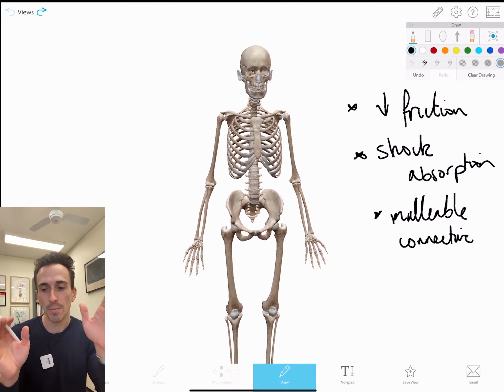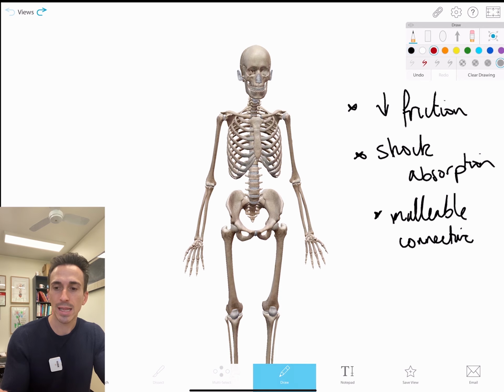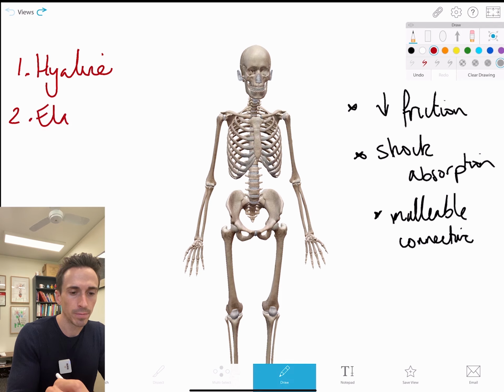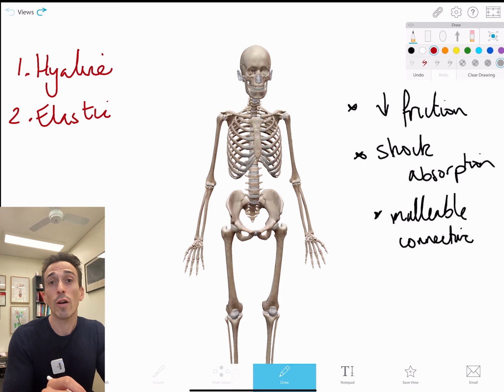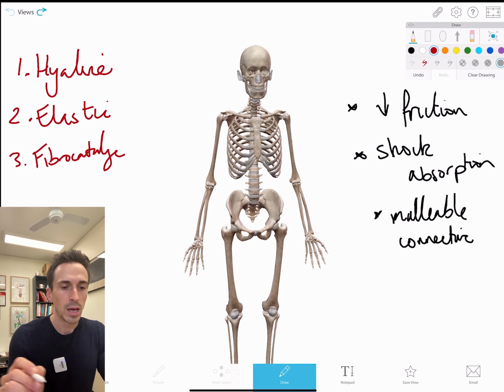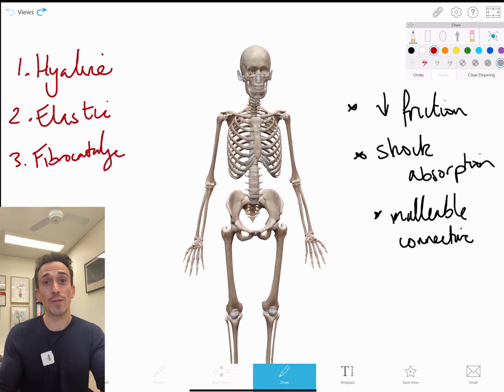Same with the ear. Now let's just focus on the 3 different types of cartilage. So let's label or name these 3 different types of cartilage. We've got hyaline cartilage. We've got elastic cartilage. And we've got fibrocartilage. Let's have a look at where we can find these different types of cartilage. So areas of examples. First of all, let's look at the hyaline cartilage.